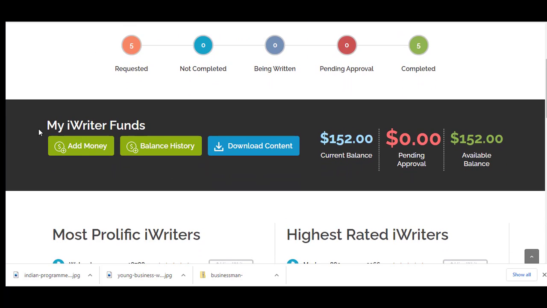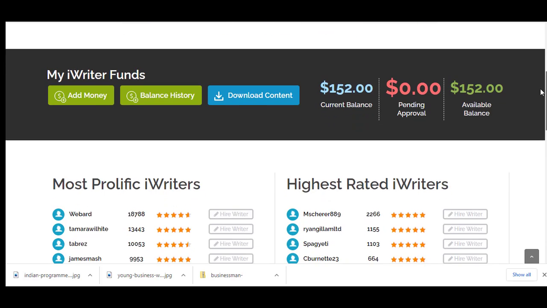And one thing that you need to keep in mind is that you add the money ahead of time. I had like $200, but here you can add, for example, $30, $40, whatever you think will be enough for you to have at least one article written. Because unless you have funds here, you're not able to order any articles. Okay, so you go down.